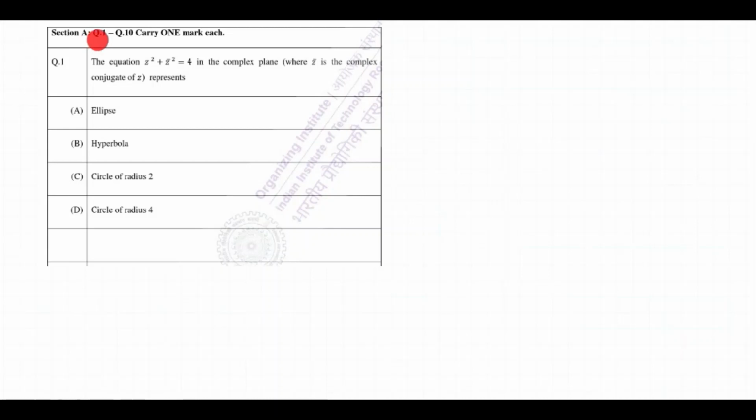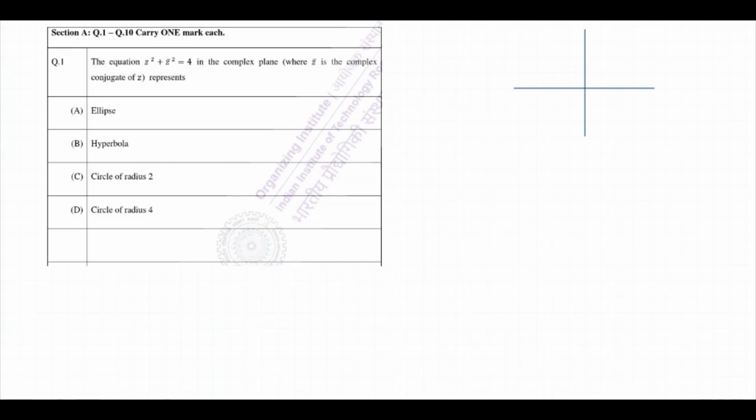In section A, there are 10 questions. Each one carries 1 mark. And the first question is: the equation z square plus z bar square equal to 4 in the complex plane, where z bar is the complex conjugate of z, represents. So an equation in the complex plane represents what? That is the question. So we can represent a complex plane like this.